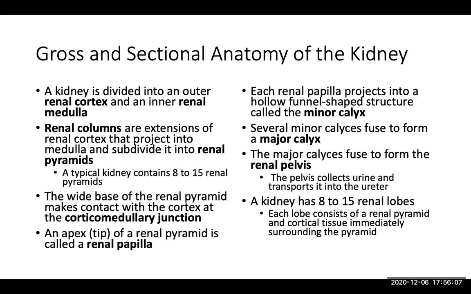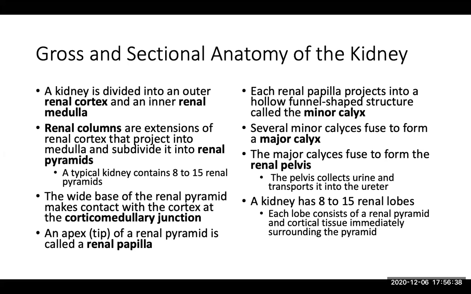The wide base of the renal pyramid makes contact with the cortex at the corticomedullary junction. An apex or tip of the renal pyramid is called the renal papilla, and each renal papilla will project into a hollow funnel-shaped structure called the minor calyx. Several minor calyxes will fuse together to form the major calyx, and the major calyxes fuse to form the renal pelvis. And the pelvis is what will collect all the urine and transport it to the ureter.